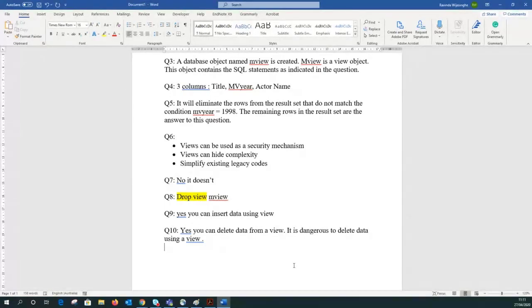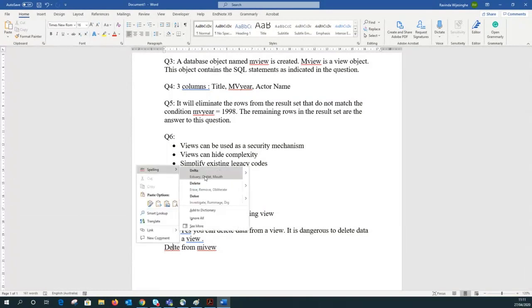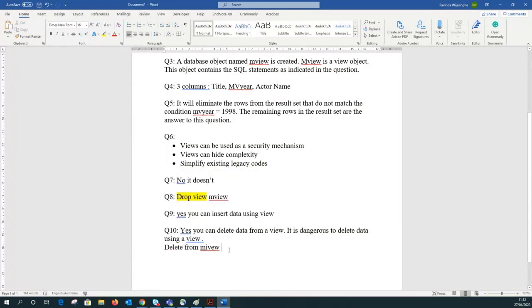So how to delete the data from the view? I can use the delete command, delete from, and in this case the view is MV. Delete is a keyword as well. Are you clear with that?